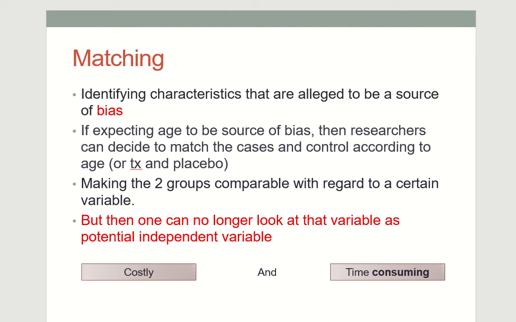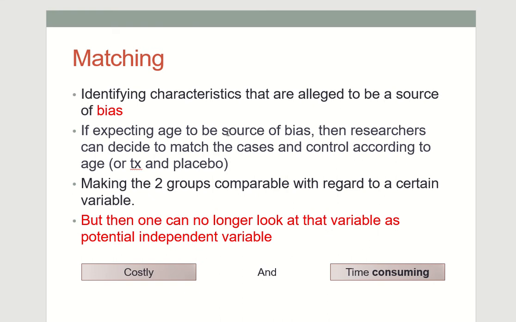So once you matched according to a certain variable, that variable can no longer be investigated as a risk factor for the outcome. Okay, because typically what you have done is you have made the two arms similar with regard to this variable. You forced, let's say, the placebo arm to have 20% males and 80% females, and the treatment arm also 20% and 80%. You forced it because of the matching. Okay.